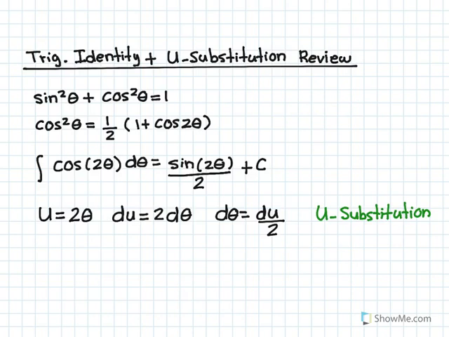So now let's talk about some of the identities that we applied here. We applied sine squared theta plus cos squared theta is equal to 1. We also applied the half angle identity, cos squared theta is 1/2 times 1 plus cos 2 theta. And we also did a u substitution, the integral of cosine 2 theta d theta, by letting u be equal to 2 theta. du is the derivative, that's du is 2 d theta. And solving for d theta, that's going to give us du over 2.